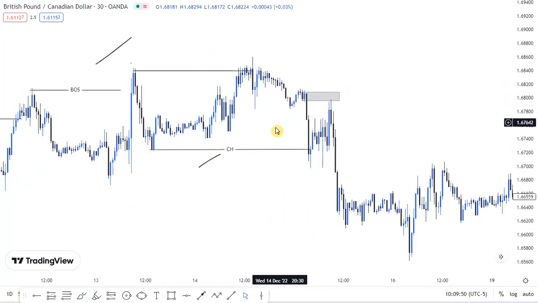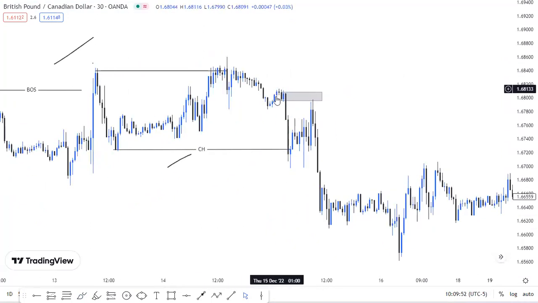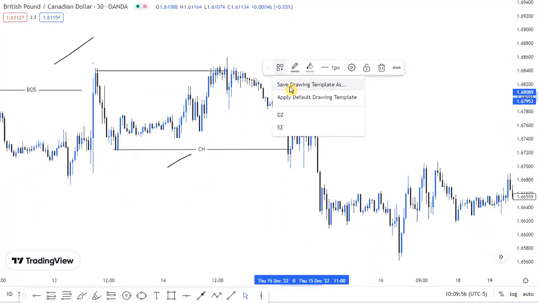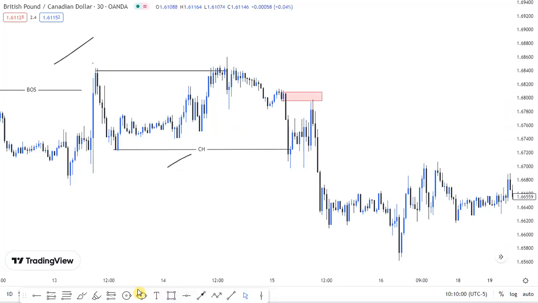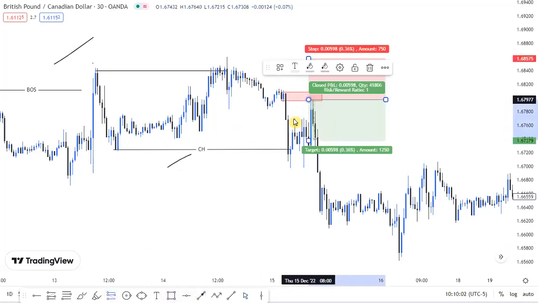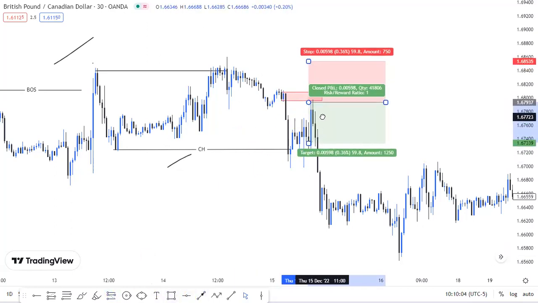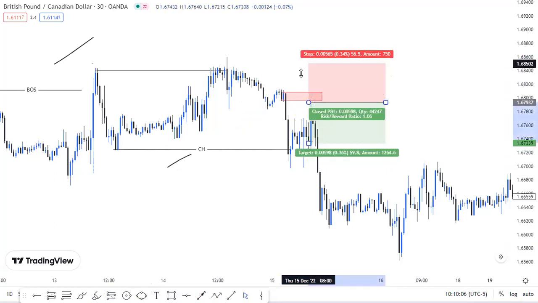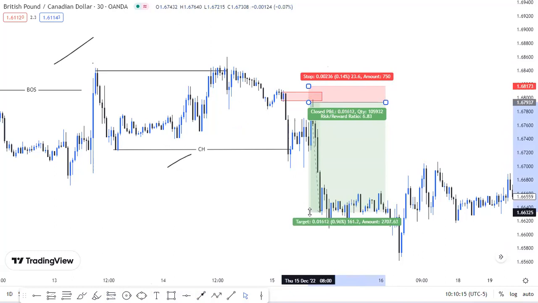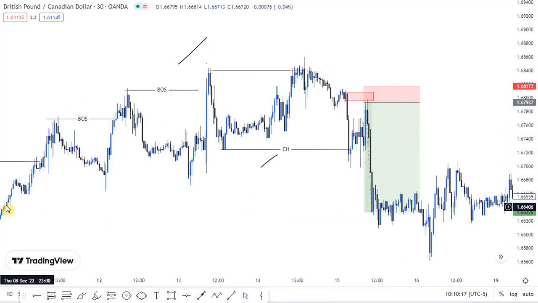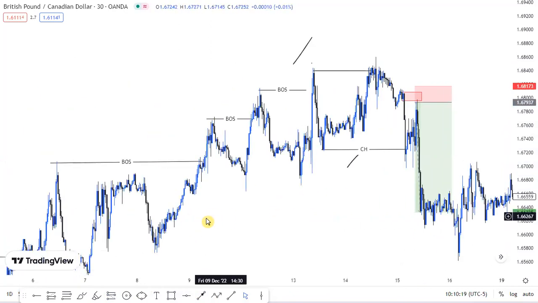After the change in character, like I said, we have a supply zone here. Let me just go ahead and change this to supply zone. Okay, we have our supply zone. The market came back to it, and then you could have just taken your sales, with your stop loss right above that zone. Your first target can be below, and then your next target is just below these areas here.